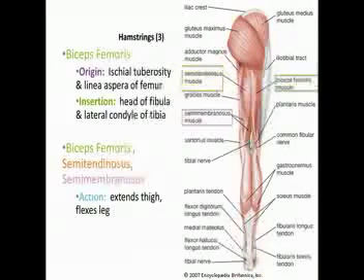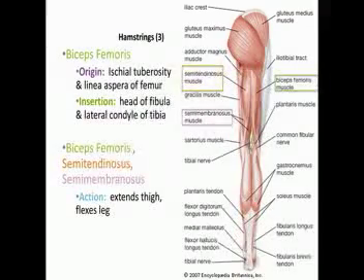All right, now on to the posterior side of the leg. What we're going to be looking at here are our hamstring muscles. The hamstring muscles, really there's three of them. We have the biceps femoris, the semitendinosus, and then semimembranosus. All three of them function to extend the thigh and actually flex the leg. Origin point of biceps femoris includes the ischial tuberosity and linea aspera of the femur. And then the insertion point of biceps femoris is the head of the fibula and then the lateral condyle of the tibia.